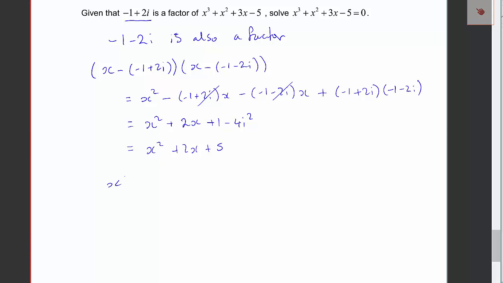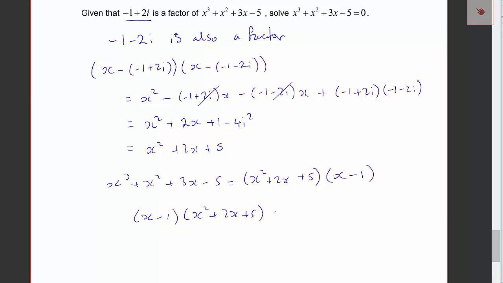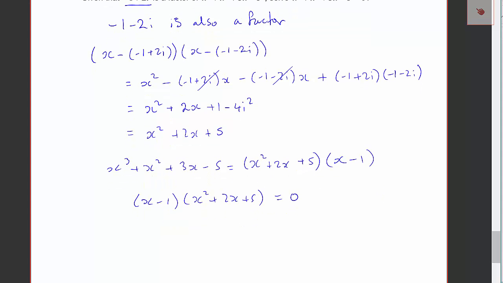So our x cubed plus x squared plus 3x minus 5 is going to be x squared plus 2x plus 5 times some linear factor. Well, to get x cubed here, this needs to be x. To get minus 5 here, it needs to be negative 1. So what we have is x minus 1, x squared plus 2x plus 5 is equal to 0, which gives us x is equal to 1.